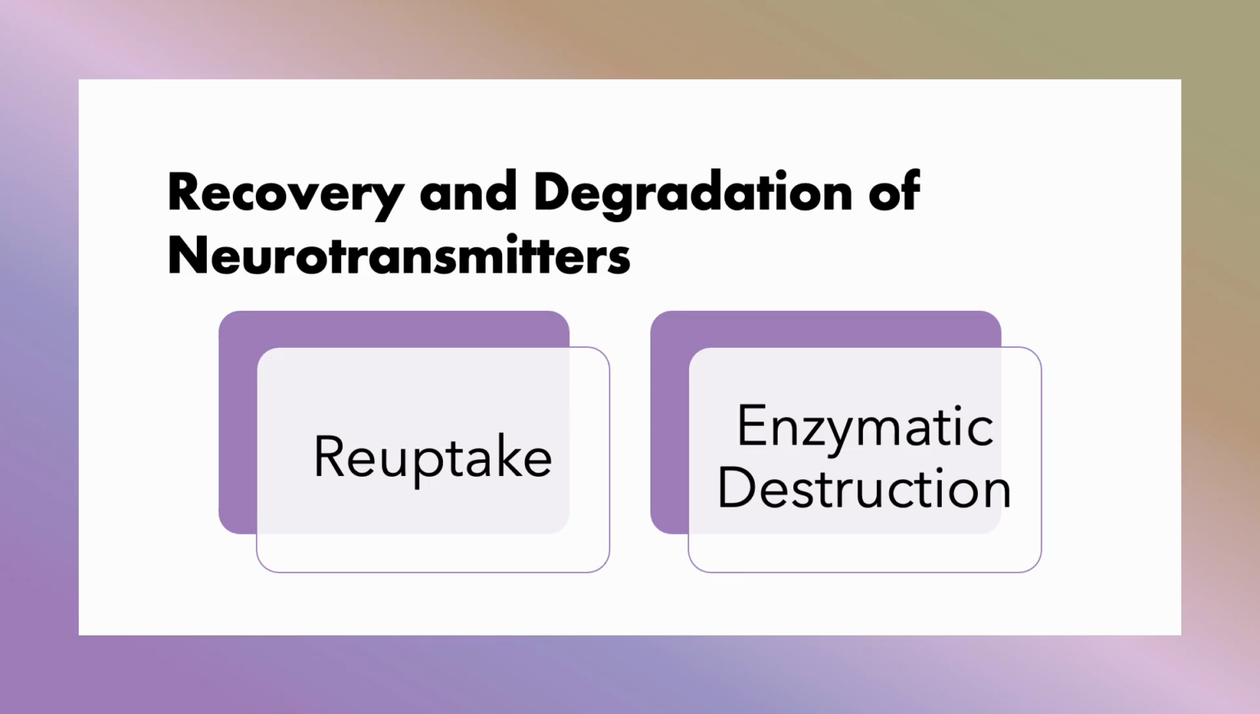Recovery and degradation of neurotransmitters. After the neurotransmitter reaches the postsynaptic neuron, it may then diffuse off its receptor to be destroyed by enzymes or to be transported back to the presynaptic neuron for reuse. Enzymatic destruction occurs either in the cytosol or in the synapse. The neurotransmitter can be destroyed by the enzymes monoamine oxidase, that's MAO, in the cytosol, or by COMT intracellularly or in the synapse.